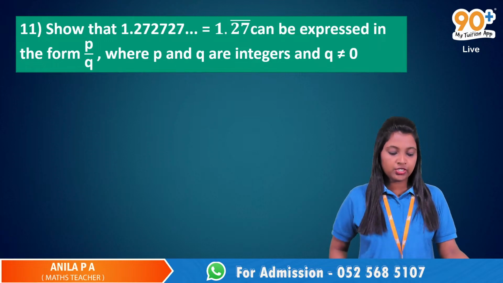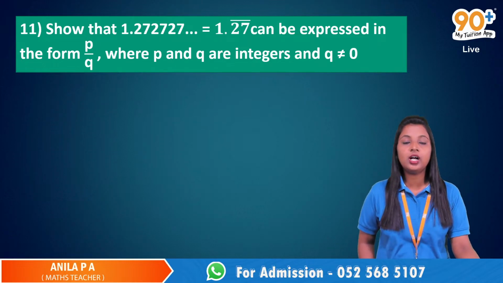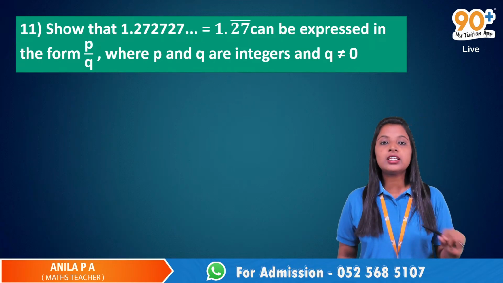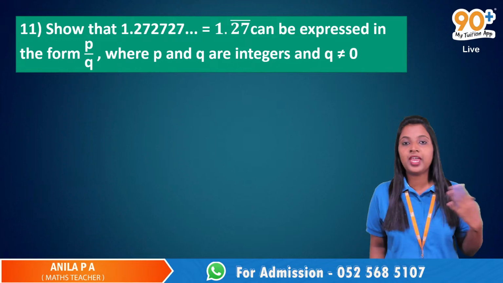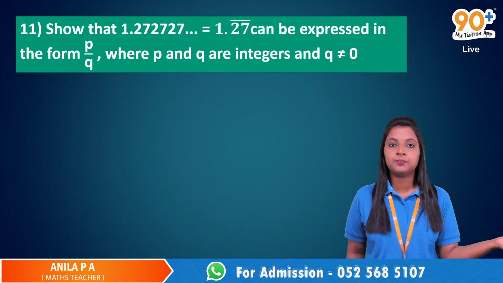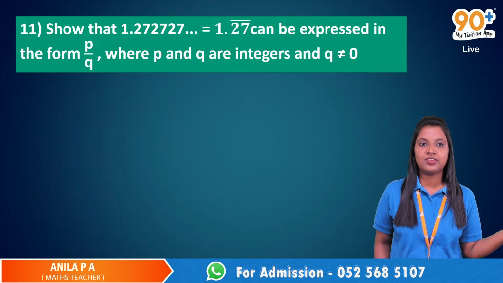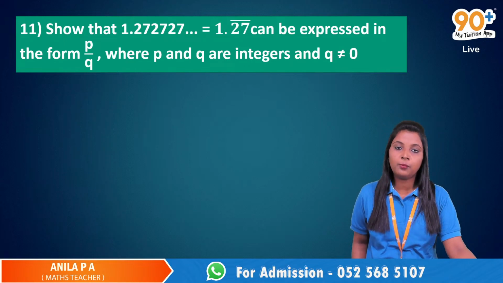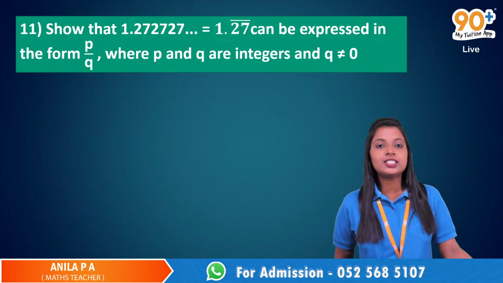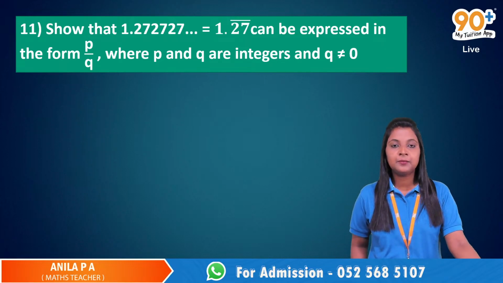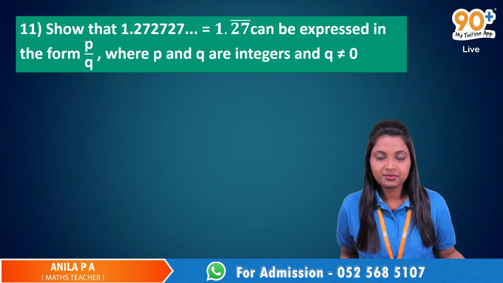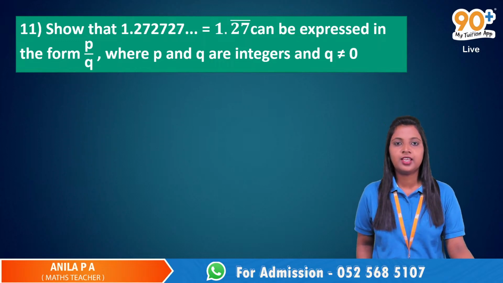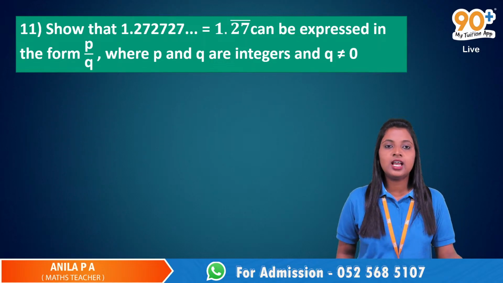Show that 1.2727 etc, or we can just write it as 1.27, and above this 27 we put a bar to make sure that this 27 is repeating, 1.272727 like that. We need to show that this can be expressed in the form p by q, where p and q are integers and q not equal to 0, right? We already solved this question. Okay, so let's solve this once again, and we will solve some other questions after that.